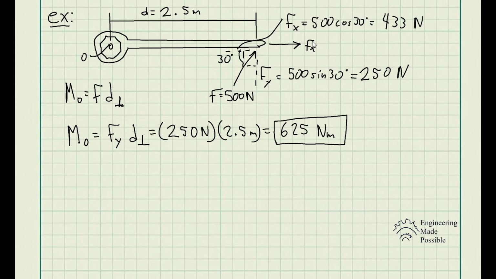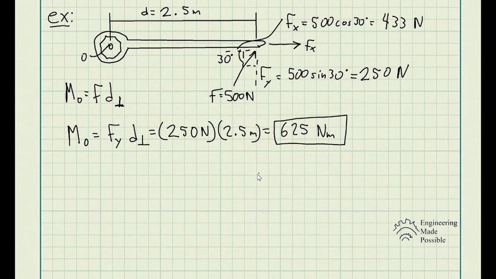But remember, the torque is a force that makes the body of the object tend to rotate. If you were to have a wrench on a boat and just pull it, you're not going to rotate that boat no matter how hard you pull on it. So this force won't cause any moment. So the only force causing a moment will be the force in the y direction, and our moment with respect to point O is 625 newton meters.